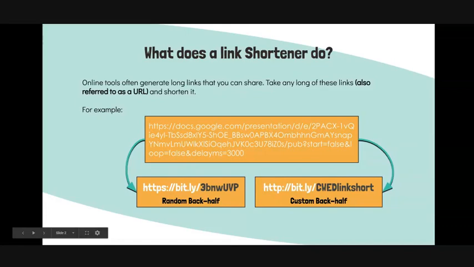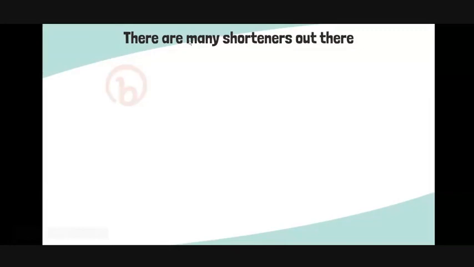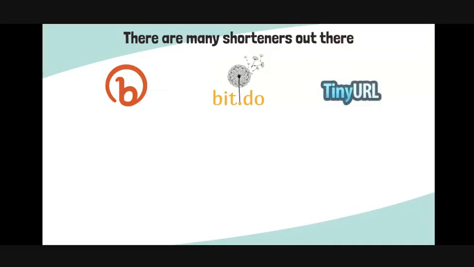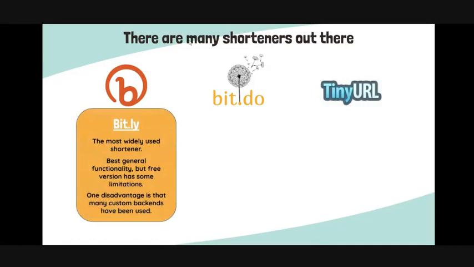So when we're looking at link shorteners, the bottom line is there are many different ones out there. We're going to focus on Bitly today because Bitly is by far and away the most widely used link shortener, right? In my opinion, this is just personal preference, I think it has the best functionality. It's one of the easiest ones to use. But the free version has some limitations, of course. And one of the disadvantages of Bitly is because it is such a widely used one, a lot of the custom backends have already been used. So remember, once a custom backend has been used once, the back half at least that we're referring to, it can't be used again. So you're automatically a little bit limited in that sense.